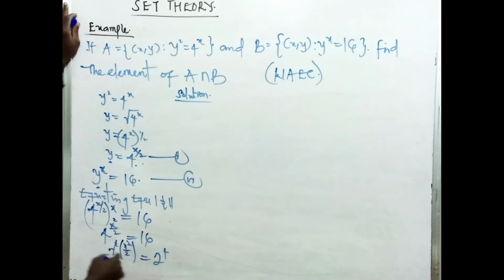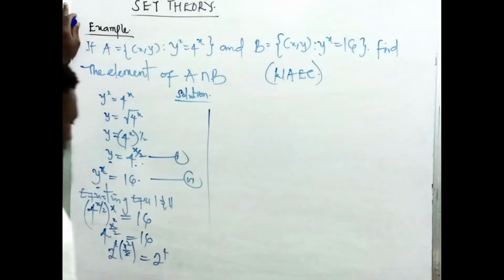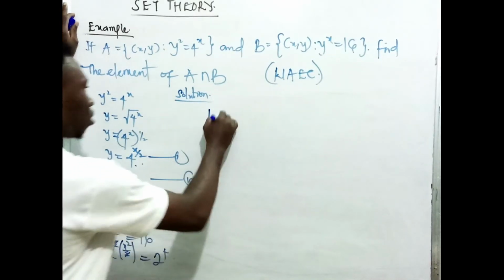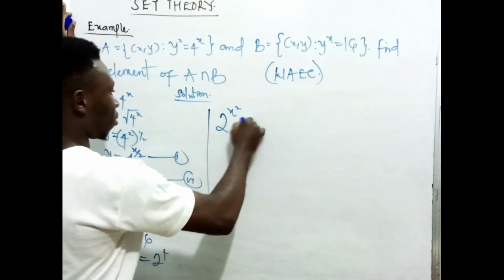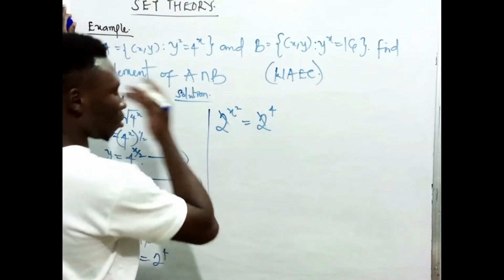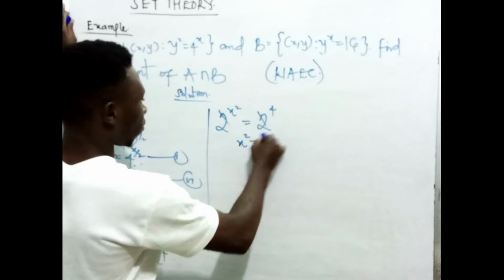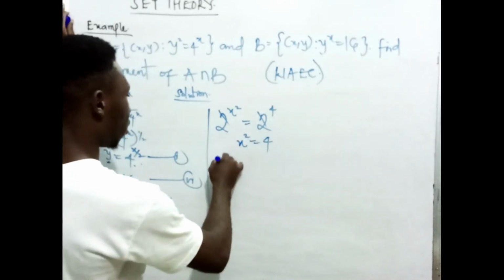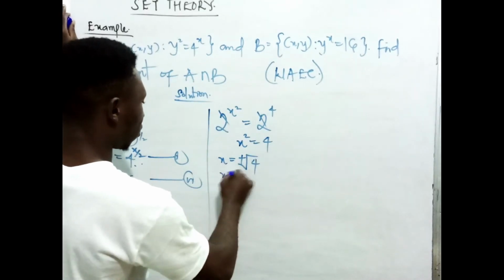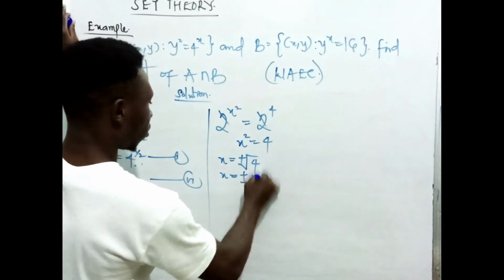So at this junction, 2 cancels 2. If your 2 cancels your 2, you're left with 2 raised to power x squared is equal to 2 raised to power 4. So equating bases, x squared is equal to 4. This comes over, so x is equal to plus or minus square root of 4. So x is equal to plus or minus 2.